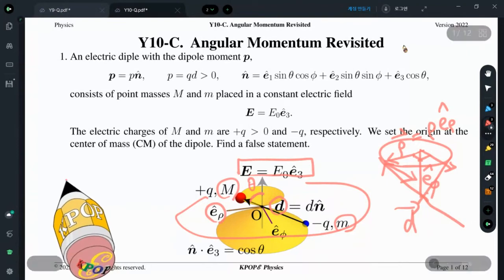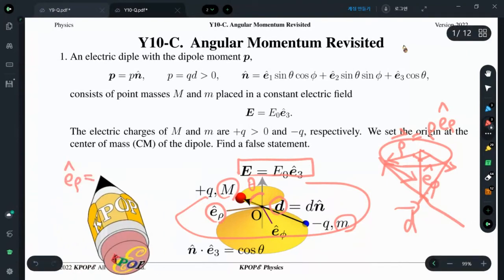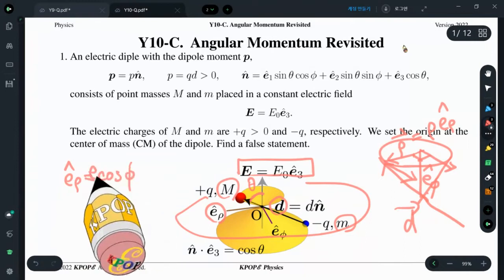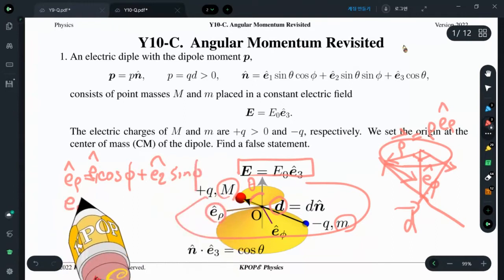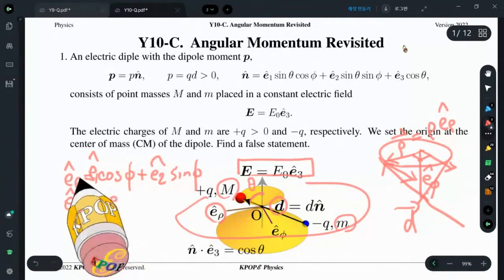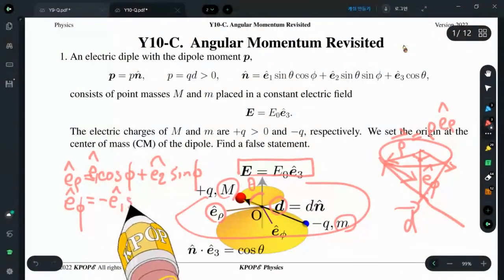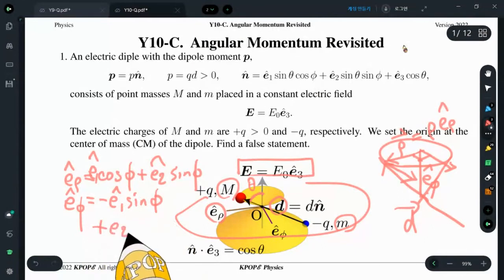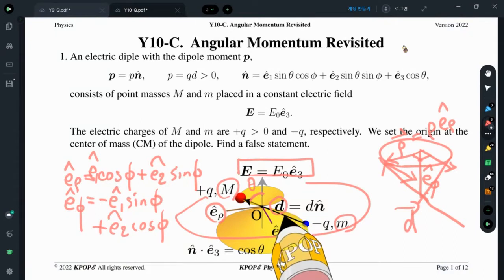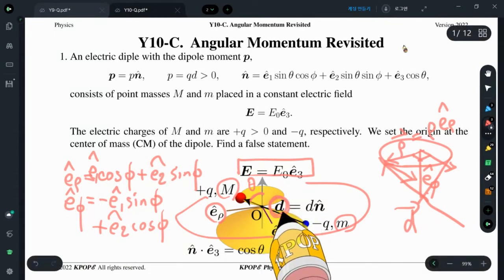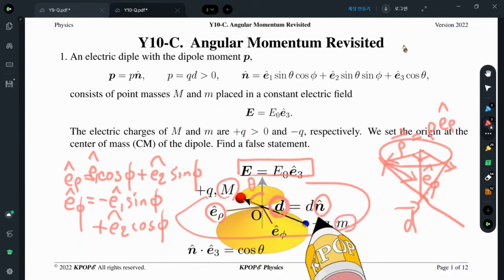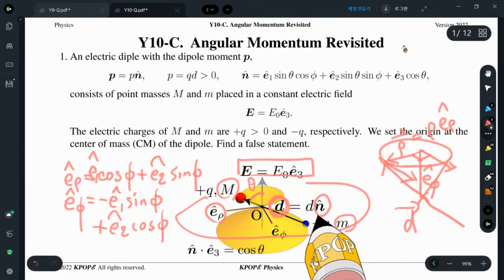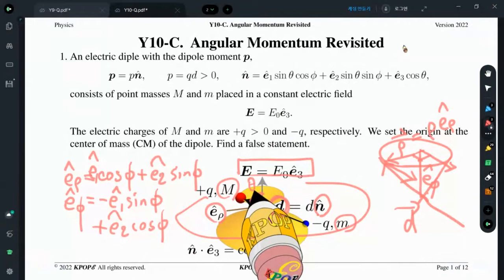We remember e rho equals cosine phi e1 hat plus e2 hat sine phi, and e phi is perpendicular to e rho, that is minus e1 hat sine phi plus e2 hat cosine phi. The direction of the dipole is along the unit vector n hat, that is making an angle theta with respect to the z-axis.